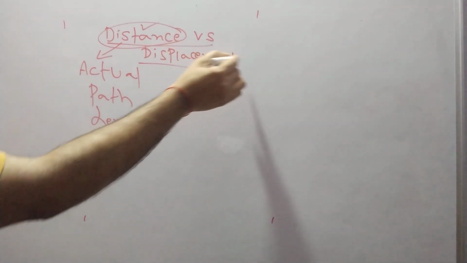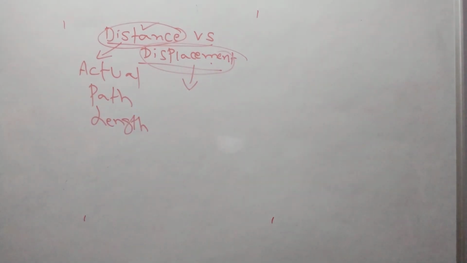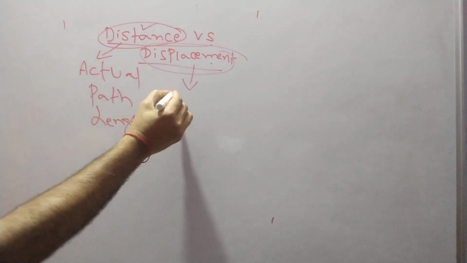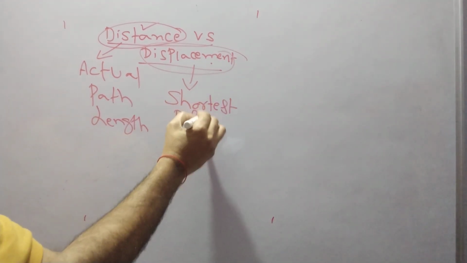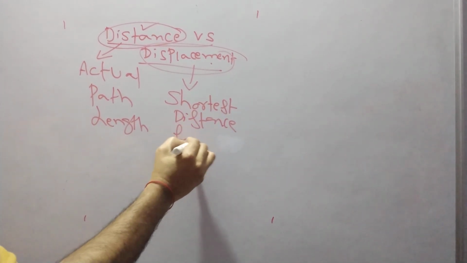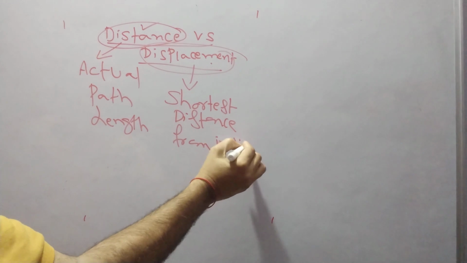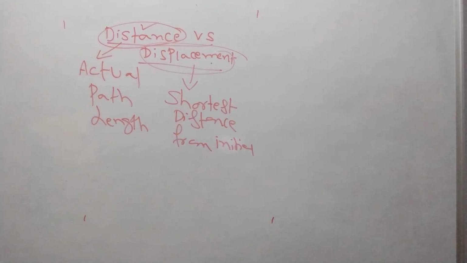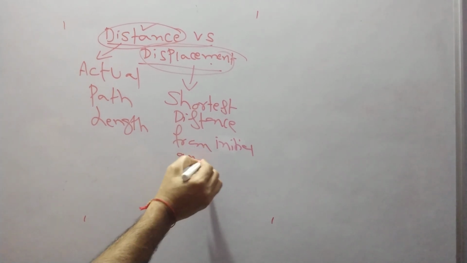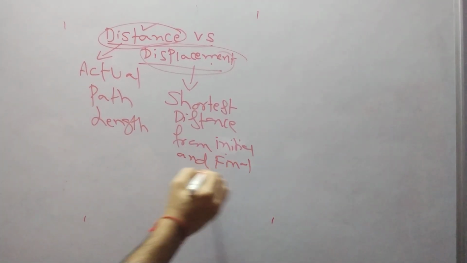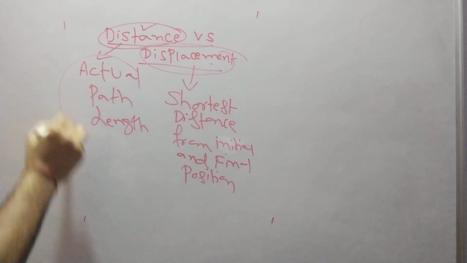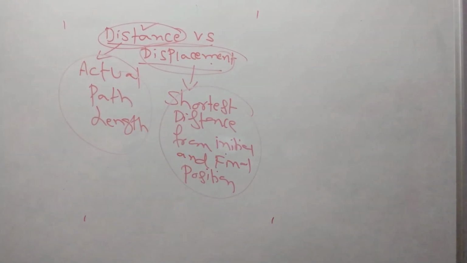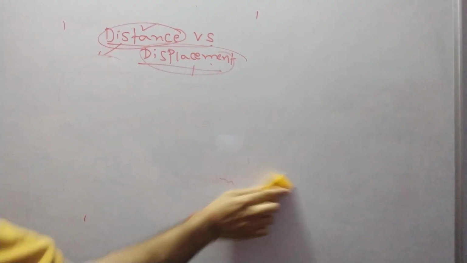And displacement is nothing but the shortest distance from the initial position to the final position. So distance is the actual path, and displacement is the shortest distance from initial to final position. We'll see this in a figure, to understand what is the actual path and what is the shortest distance.